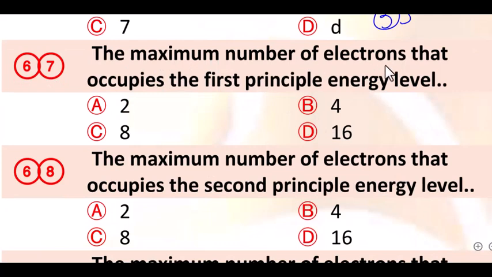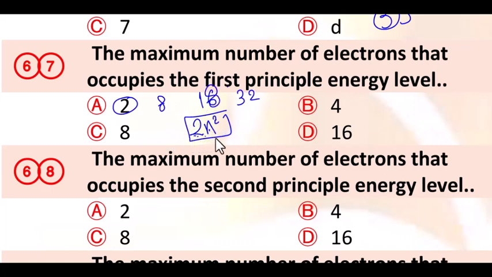The maximum number of electrons that occupy the first principal energy level is 2. The first level 2, the second level 8, the third level 18, the fourth level 32, according to the rule 2n squared, where n is the principal quantum number. Here n is 1, so 2 times 1 squared is 2. In the second, 2 times 2 squared is 8. In the third, 2 times 3 squared is 18. It's not 16, it's 18. In the fourth, 2 times 4 squared, 32. So 2, 8, 18, 32. The rule is 2n squared.